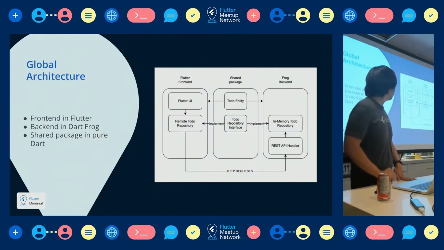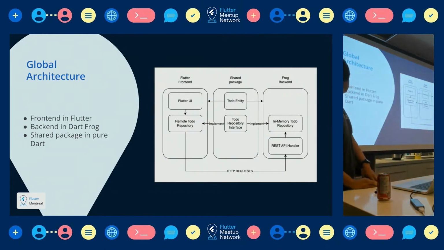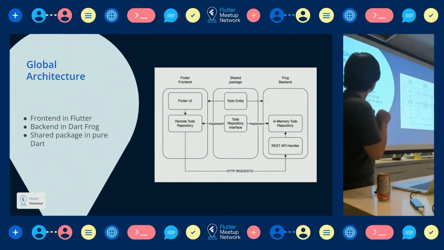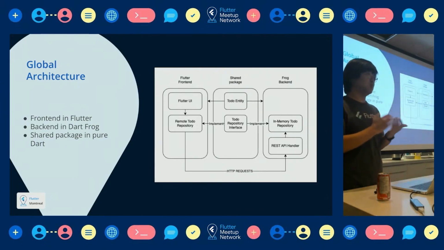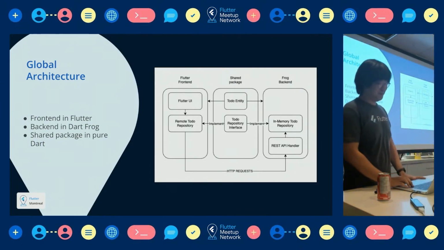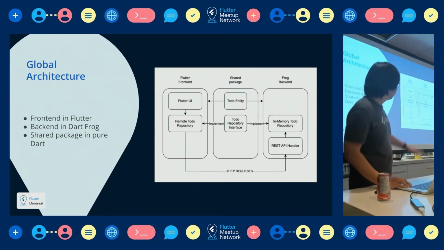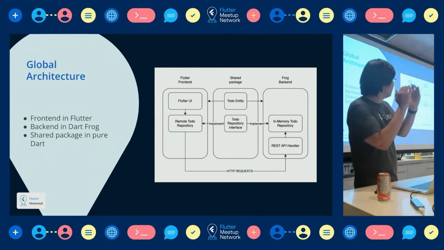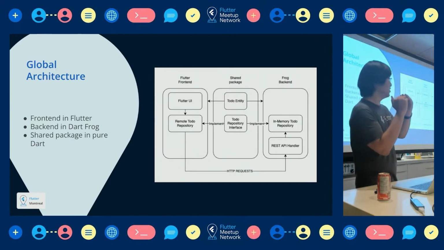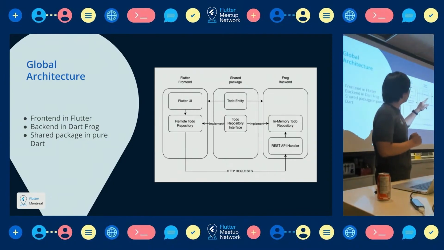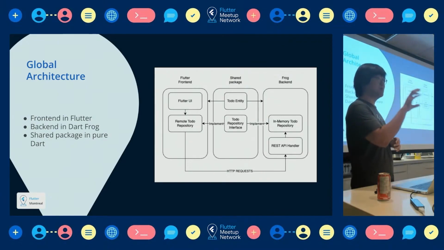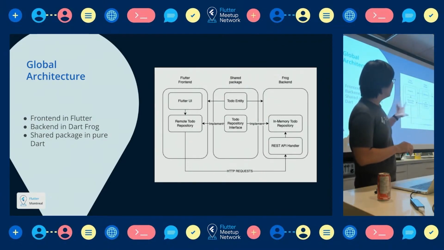Right? So global architecture, as I already told you, the frontend is going to be Flutter. The backend is going to be Dart Frog, the web framework I'm going to introduce today. And then the shared code is going to be written in pure Dart, so no Flutter, no Dart Frog. There's a little drawing. Like you see there, the to-do entity you can see as the data model. I'm going to share the to-do data model between backend and frontend. I also have the interface for the to-do repository, and I'm going to implement this interface in the backend and frontend.